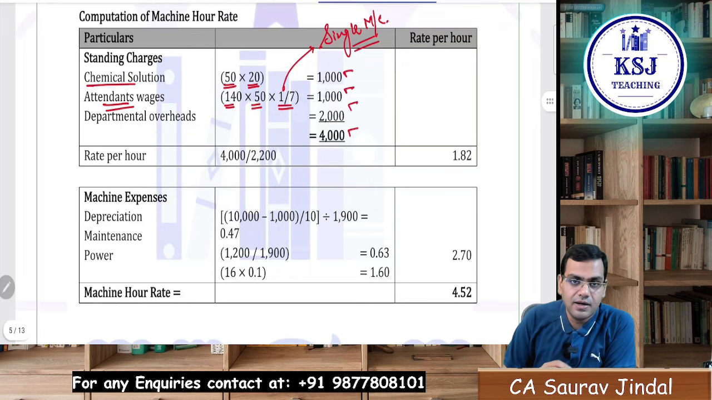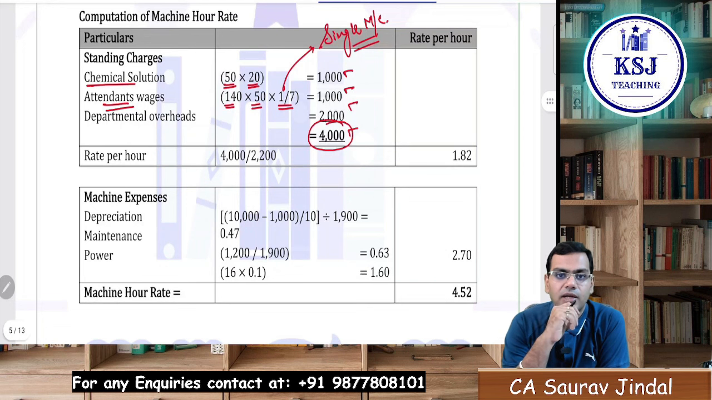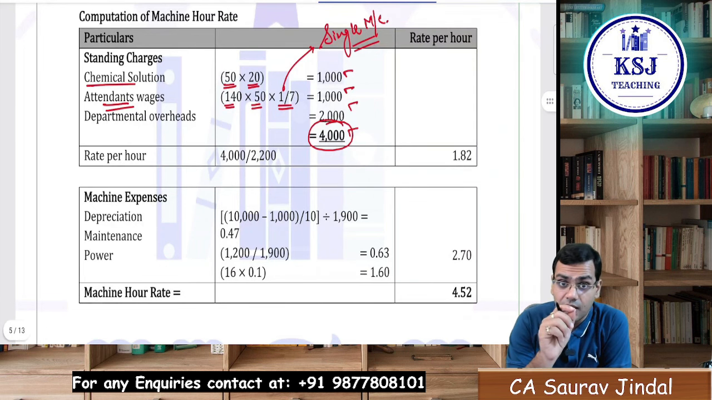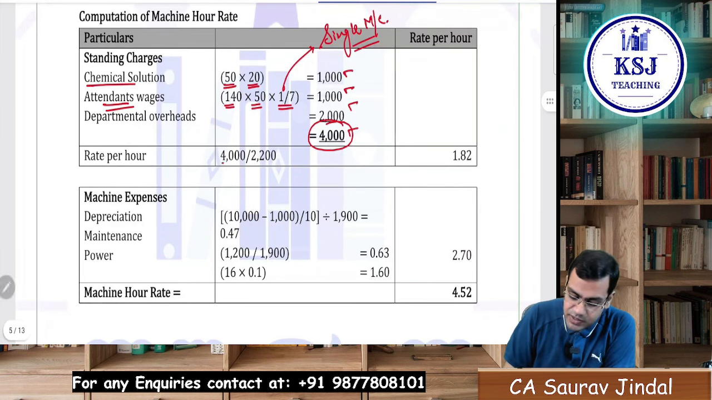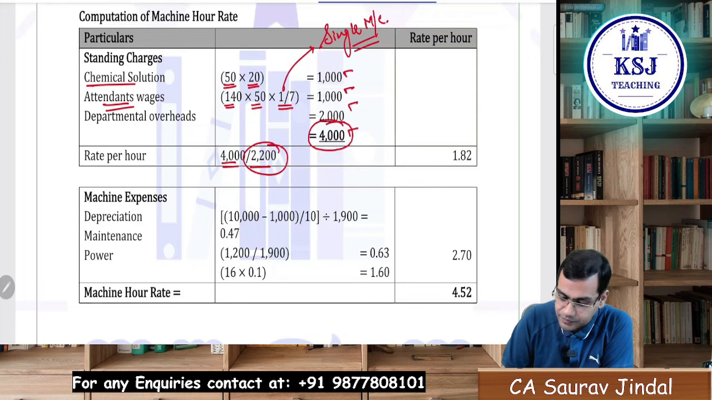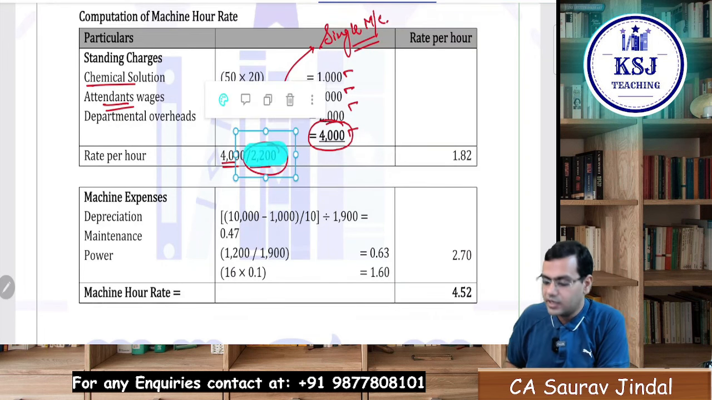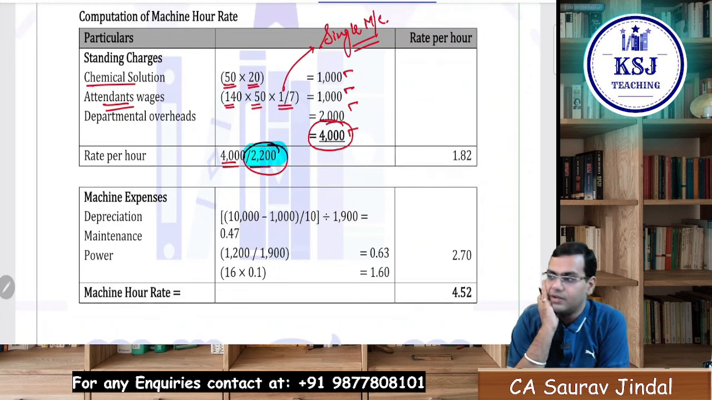Now, what is the rate per hour? This is the total cost, total fixed overheads of the machinery. If I want to calculate the fixed overheads per hour, see here, 4000. Interesting here, sir. Yes, he has divided it by 2200. Why 2200, sir? Can you tell me why 2200 and why not 1900?